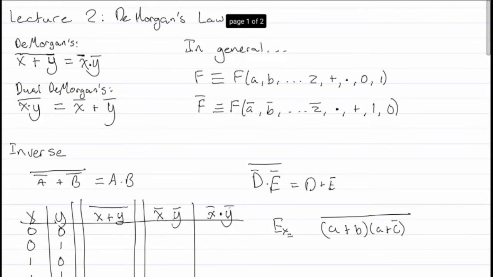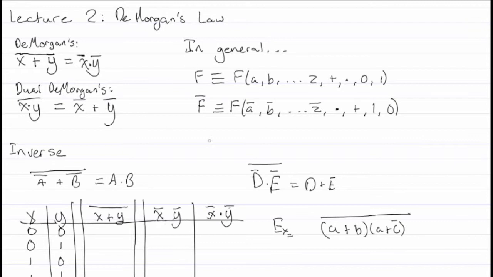DeMorgan's Law here is basically these two equations. This is a very simple form of DeMorgan's Law, and you can see that if x or y is inverted, then it is equal to x naught and y naught. Now, if you take the dual of this equation, you get x and y inverted is equal to x naught or y naught. So very simple.